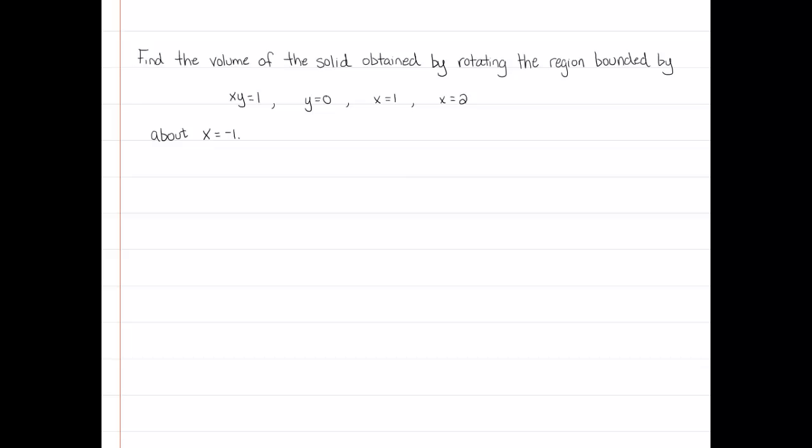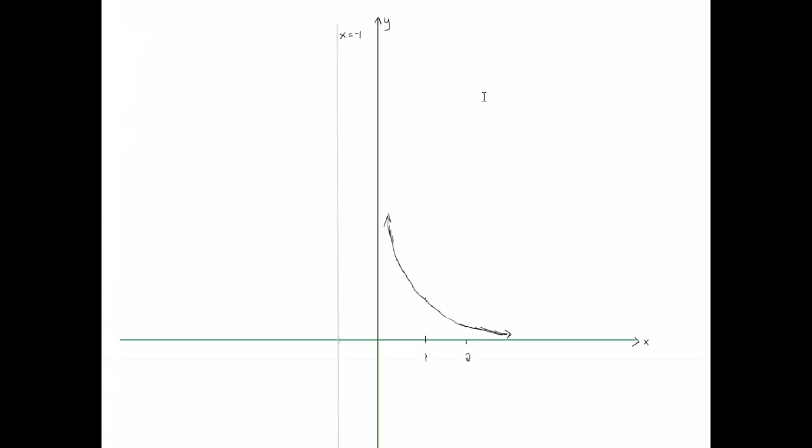Let's go ahead and graph that out really quickly, because that's going to help quite a bit. All right, we have a really large graph here. I went a bit overboard, but you can see the graph of xy equals 1, or in other words, y equals 1 over x. I only have the right-hand side of the graph because they want me to bound it by y equals 0, which is this horizontal line on the x-axis, x equals 2, and x equals 1. So those are my boundaries. And then I want to rotate this about the vertical line x equals -1.